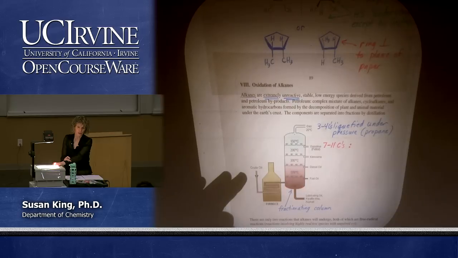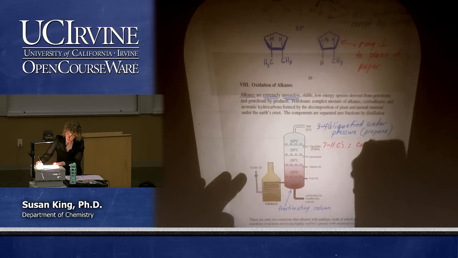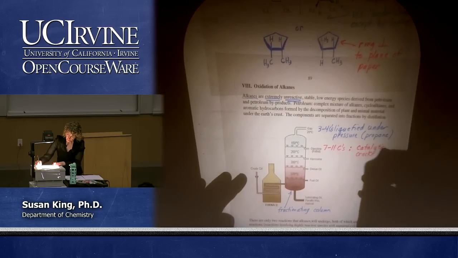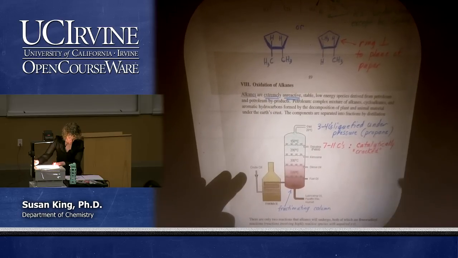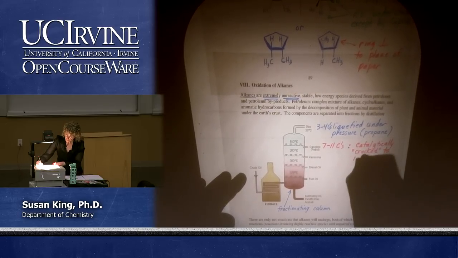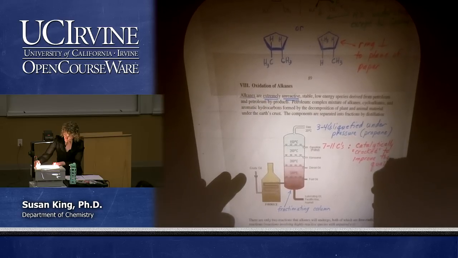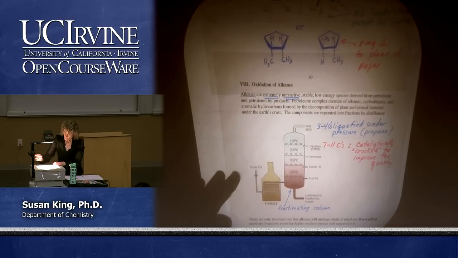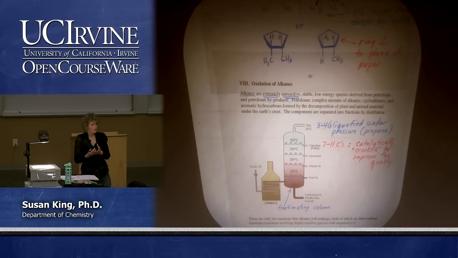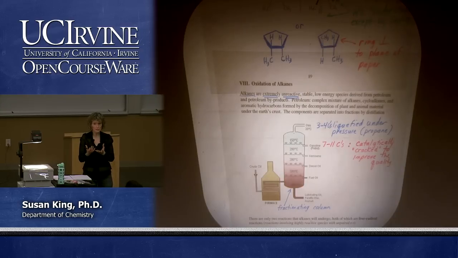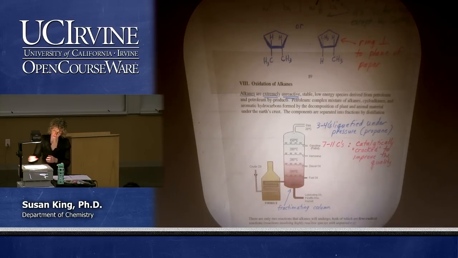After it's freshly distilled, it's not very good, so they do catalytic cracking to improve the gasoline. It's catalytically cracked to improve the quality. So 7 to 11 carbons, and we know for gasoline, the 8 carbon is the best, high octane gas, right? So they do this process to improve the quality.